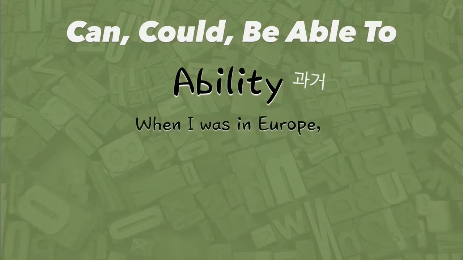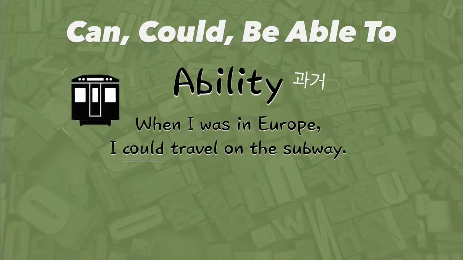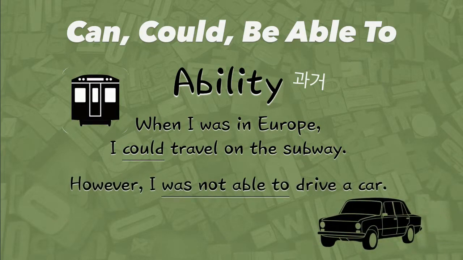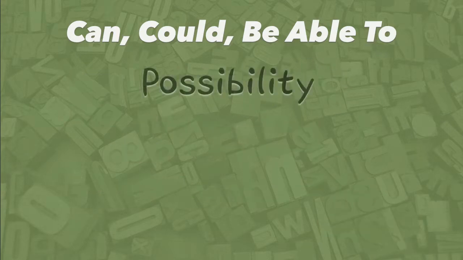In the past, we can say, when I was in Europe, I could travel on the subway. However, I was not able to drive a car. You can switch these as well. I was able to travel. However, I could not drive a car. Notice that could and was, these are the past tenses.